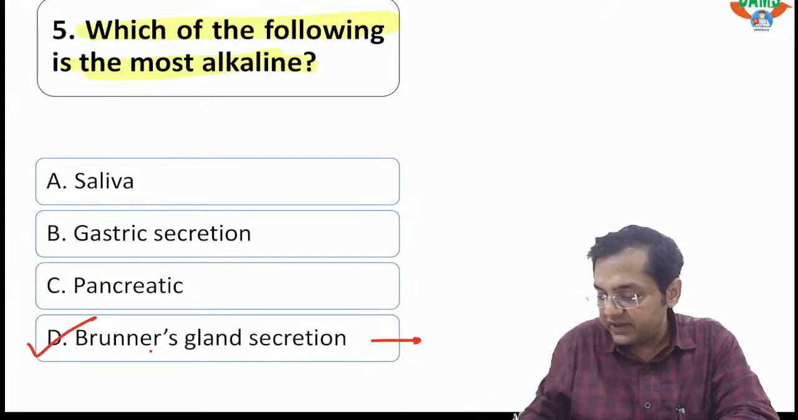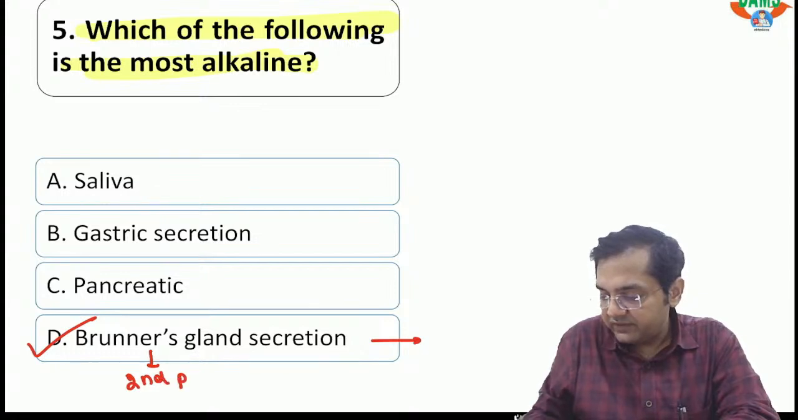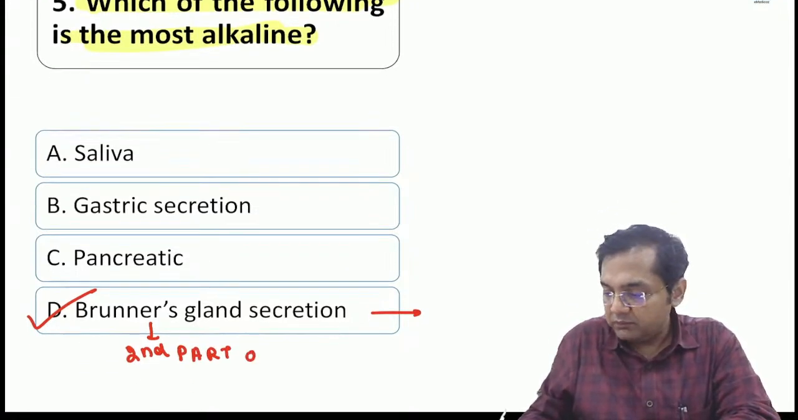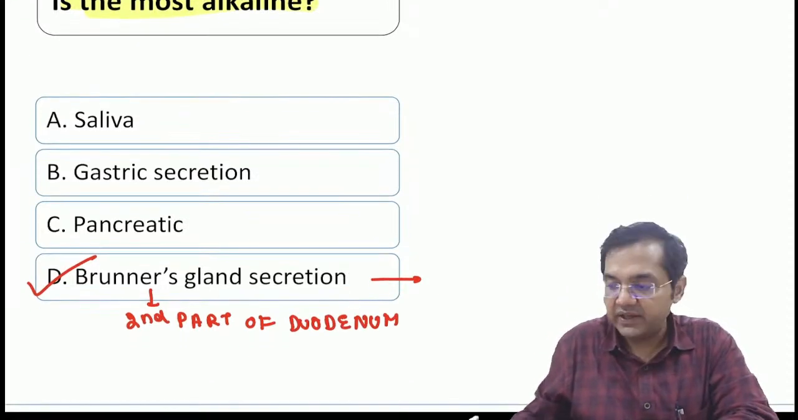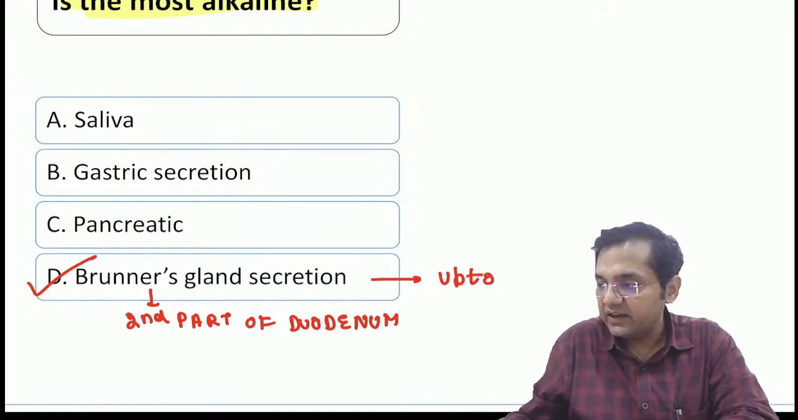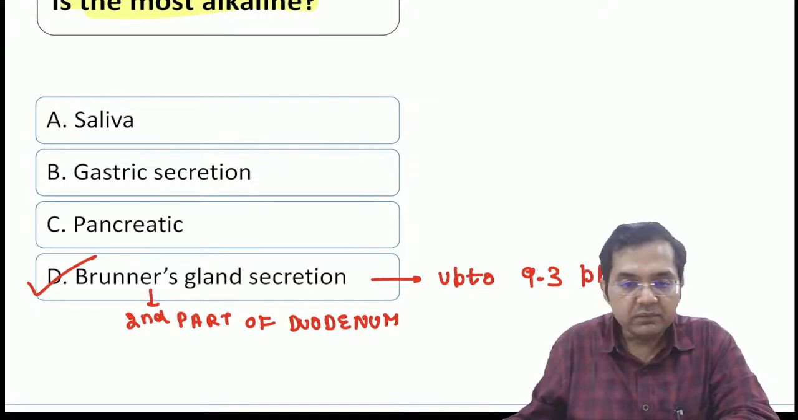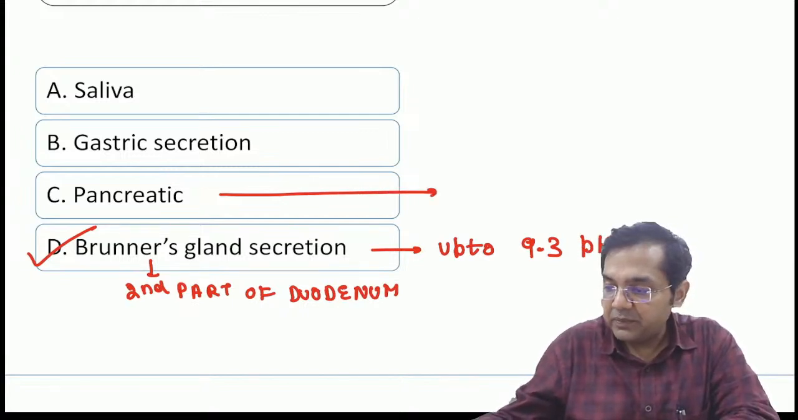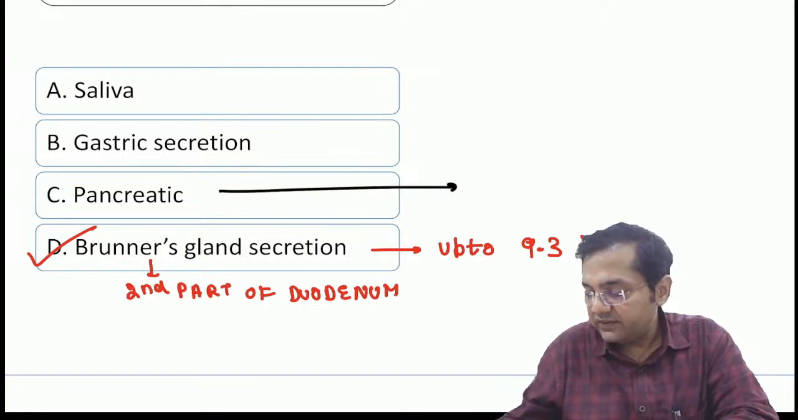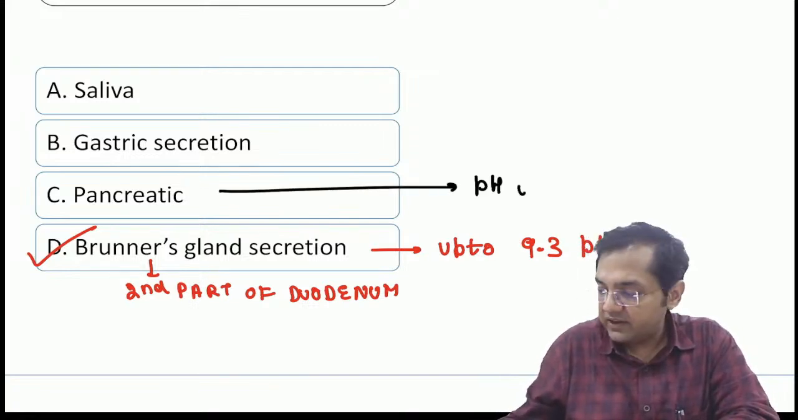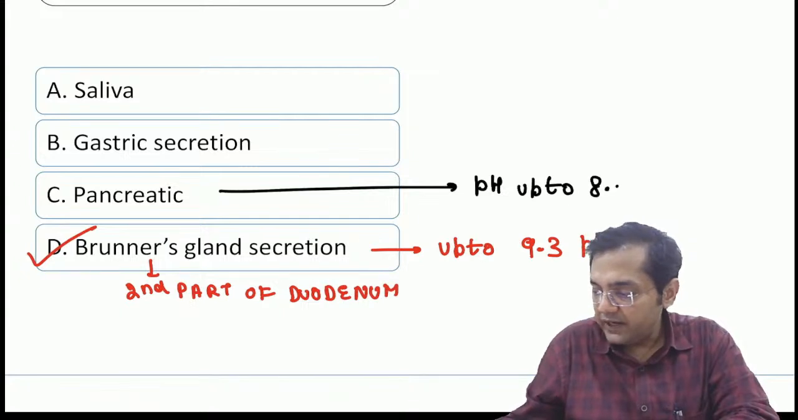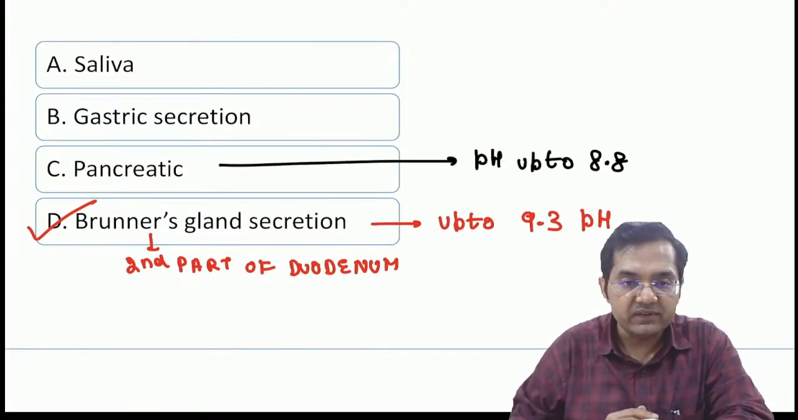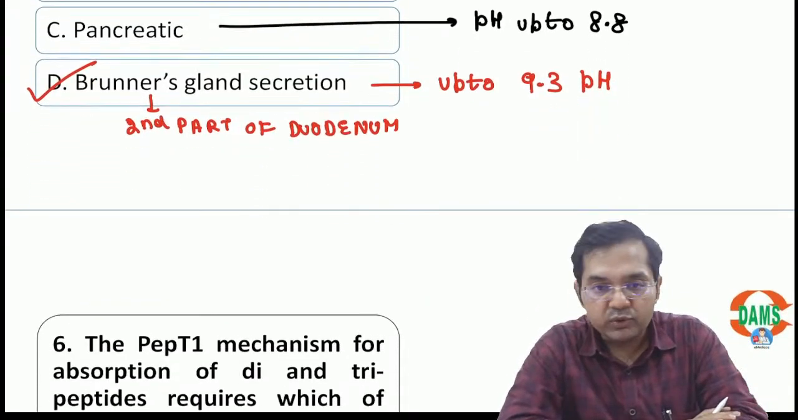Brunner's gland is present, anatomy now, in the second part of duodenum. You will be learning in anatomy again. It secretes a highly alkaline fluid having a pH up to 9.3. Please remember that. If this option is not given, then pancreas will be my answer. The reason is the pH of the pancreatic secretion is up to 8.8, right? So what is the better answer? Brunner's gland. That is why I gave you this question, right?